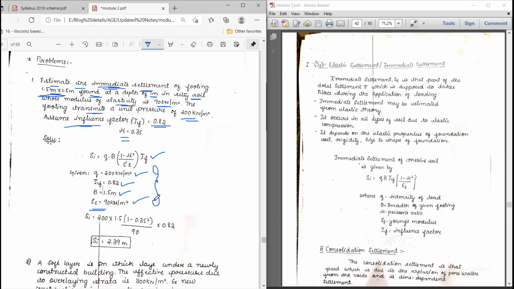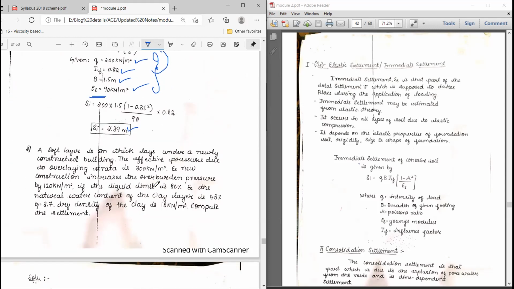So therefore, all the values are available. You just substitute in this equation. You are going to get the immediate settlement as how much? 2.39 meter. Okay, now let us move to the second problem.